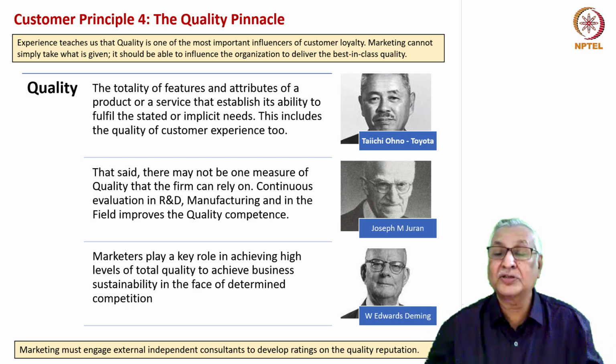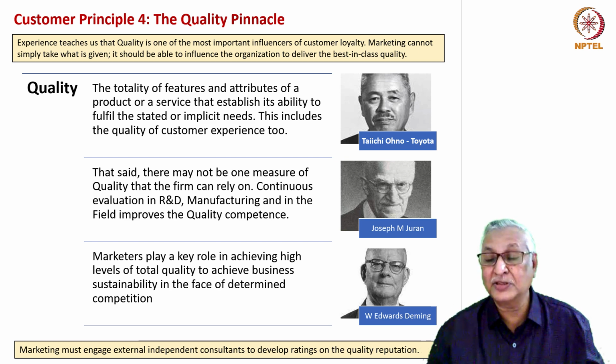I have given here three quality stalwarts. Taiichi Ono-san of Toyota, who brought in the Toyota production system, Joseph M. Juran, the quality evangelist, and W. Edwards Deming, another quality evangelist, are famous globally for their quality leadership. Marketing must engage external independent consultants from time to time to develop ratings on the quality reputation of the products and the company.